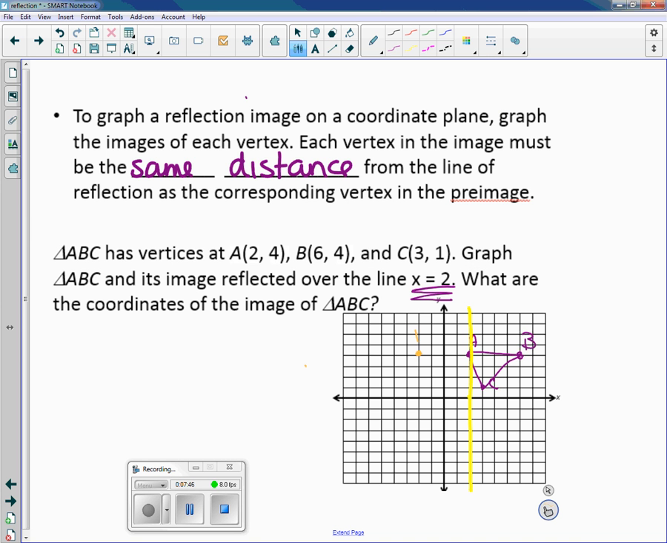is right here. My C is 1 away from my line. So I need to go 1 in this direction. So here is my new triangle, right there. And if I was to fold on that line, they should match up.